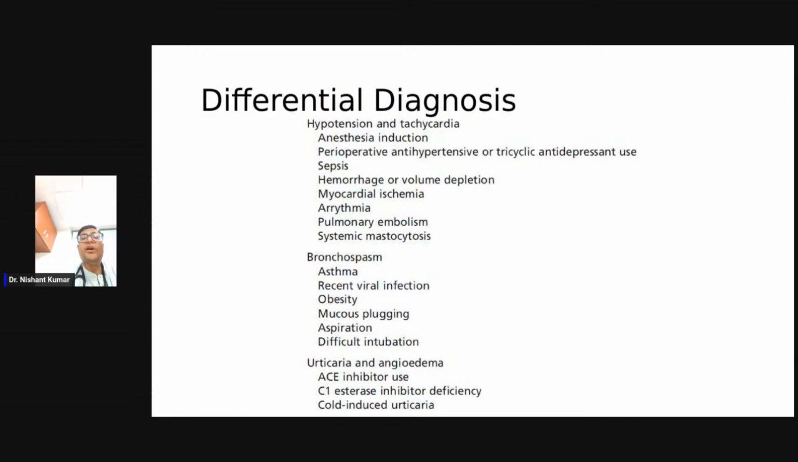Differential diagnosis for hypotension and tachycardia. As I've said, we have anesthesia induction, perioperative antihypertensives or TCAs, sepsis, hemorrhage or volume depletion, MI, arrhythmias, pulmonary embolism, systemic mastocytosis. So all these factors you have to rule out: bronchospasm, asthma, recent viral infection, obesity, mucus plugging, aspiration or a difficult airway or intubation, urticaria and angioedema can be seen with ACE inhibitor use, C1 esterase inhibitor deficiency, or cold-induced urticaria, because temperature drops as soon as we induce anesthesia in these patients. So these are the differential diagnoses you have to keep in mind. Next, please.